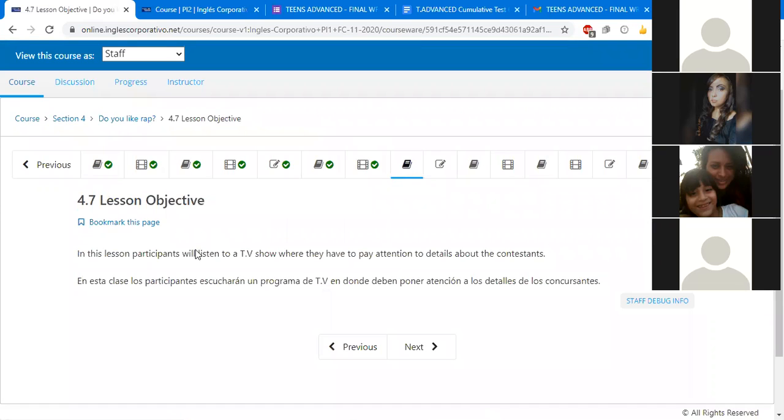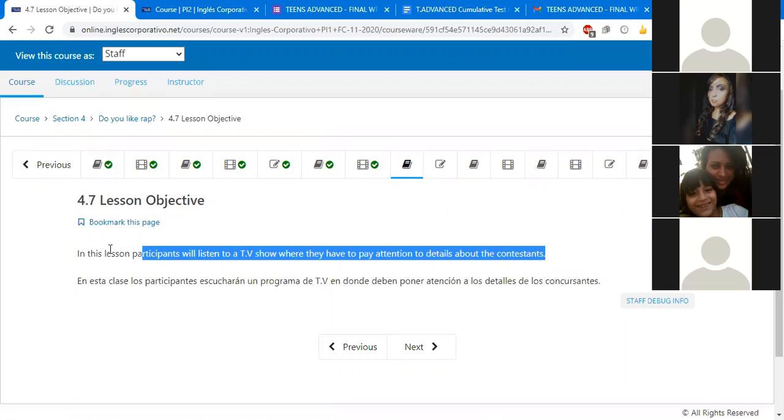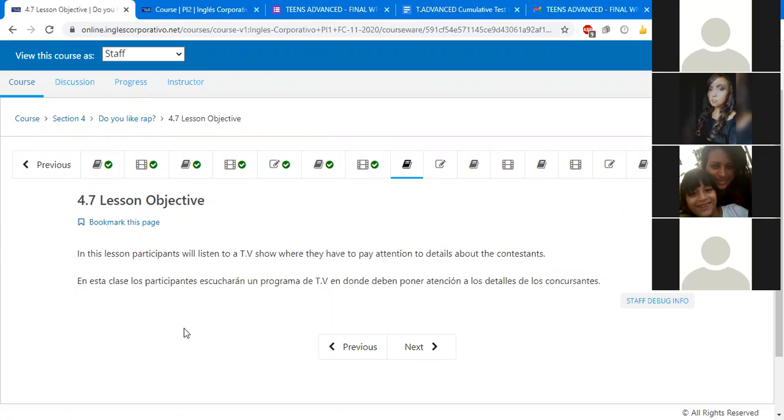All right. Robert, can you please read this objective here? In this lesson, participants will listen to a TV show where they have to pay attention to the details. Okay, very good. So this is a TV show and you pay attention to details, to small parts about the people who are participating in the show, right? The contestants. Okay.